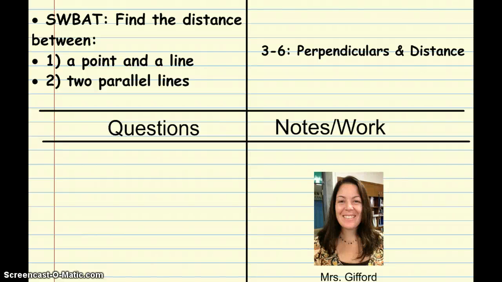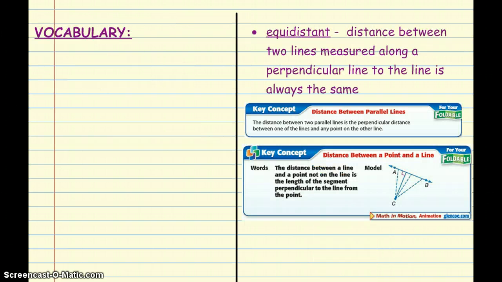Hi everybody, today's lesson is 3-6 about perpendiculars and distance. After this lesson, students will be able to find the distance between a point and a line and two parallel lines. So just a little bit about vocabulary.